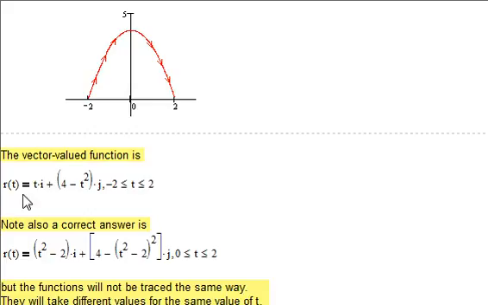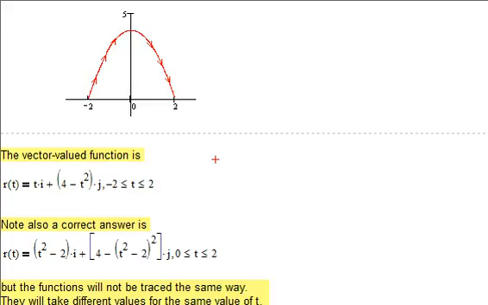Of course, you could go back if you said this was x equals t, and then this would be 4 minus x squared, so y equals 4 minus x squared. That would show you that it's this particular parabola, but the vector valued function gives us a direction, just like parametric equations would give us a direction. Only it's just a little bit different.